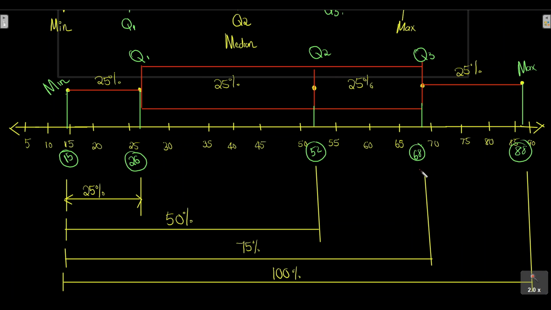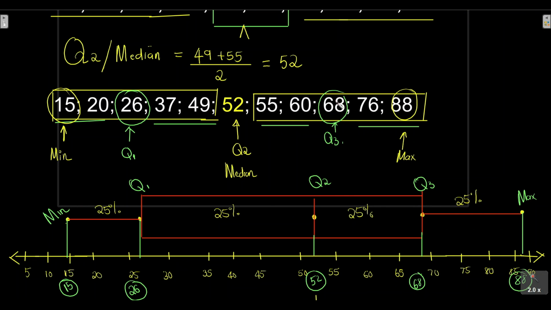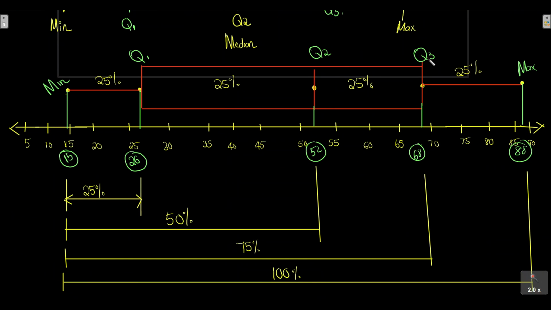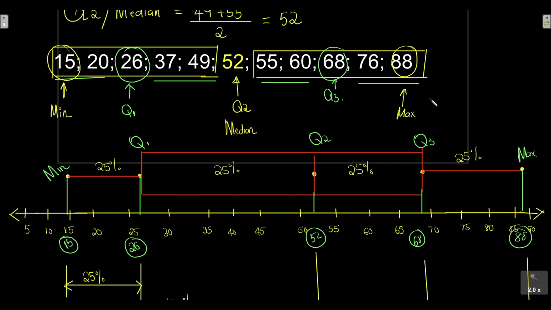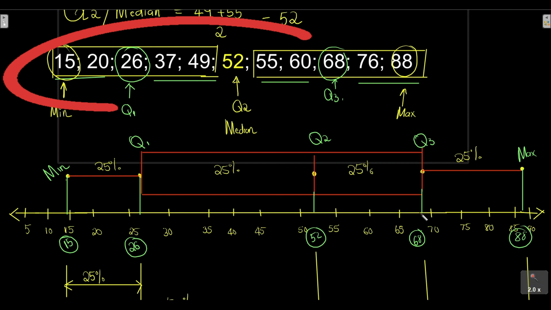In other words, like I mentioned here, if we look at the learner that scored 68 percent, these values represent the percentage for the marks out of 30. So if a learner obtained 68%, that means this learner's score is higher than 75% of the other learners' scores. That's what it means.